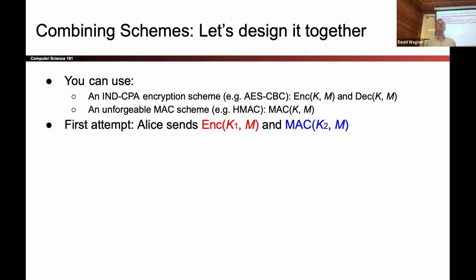One thing you could do is encrypt the message. You could also compute a MAC tag on the message, and then send both of those separately. Does that make sense? This is sometimes called encrypt-and-MAC, because I'm doing them in parallel. Secure? Does this provide confidentiality? I'm going to give you a hint and say no.